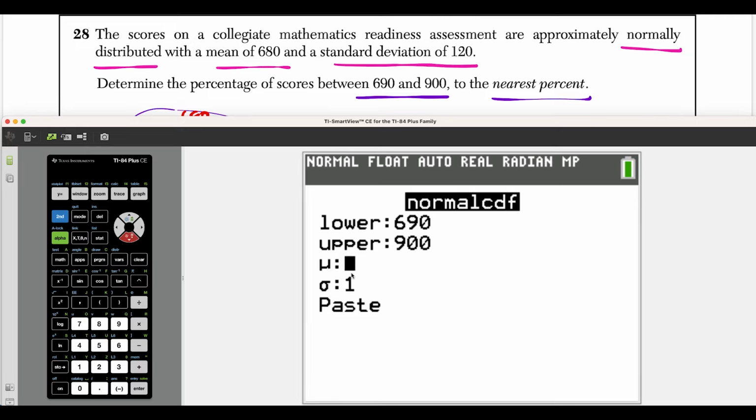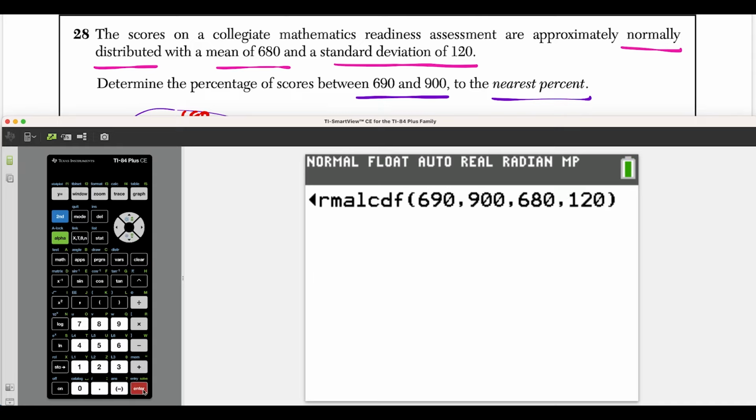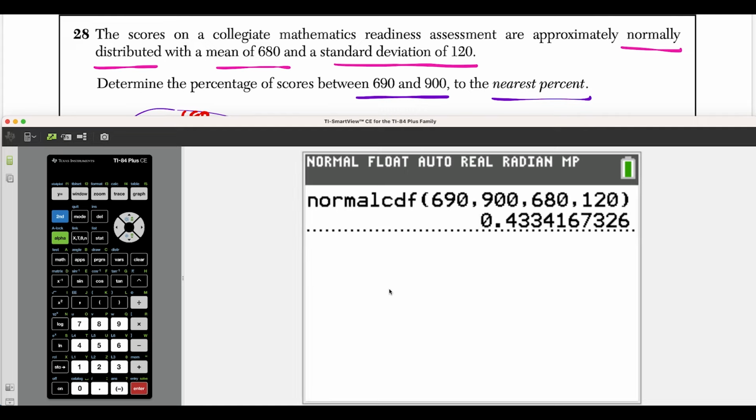And now we go here. This is representing our average. Our average is 680. And then what we have next is our standard deviation. Our standard deviation is 120. So once you type in all the stuff that you need, all you have to do is just press enter, and the calculator is going to do all this work for you. The percent is going to be 43%, because notice here we have 0.43, and if we turn this to a percent, that would be 43.3, which rounds to 43%.